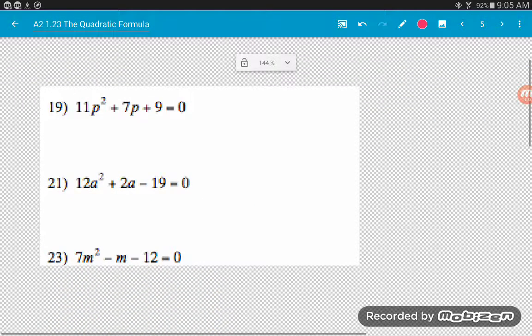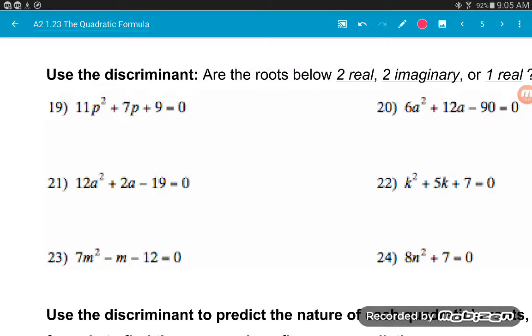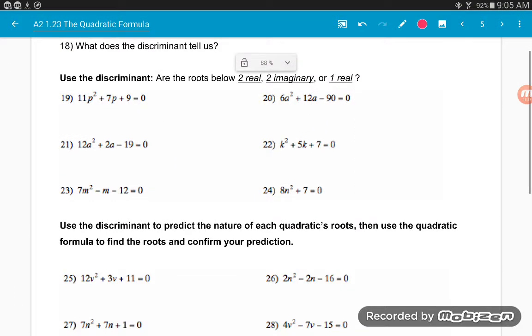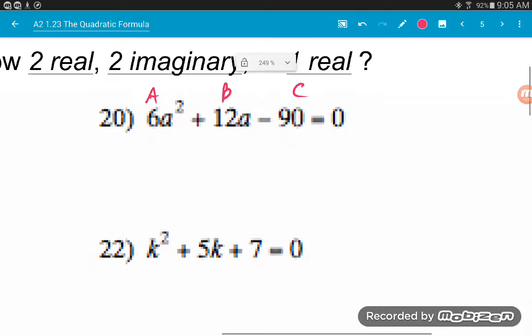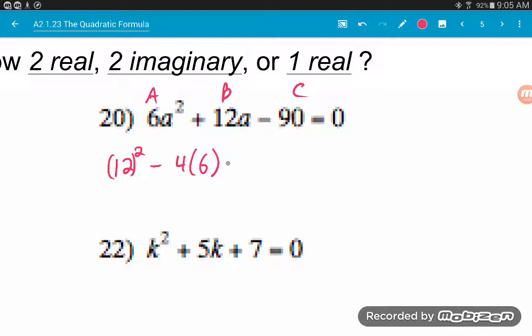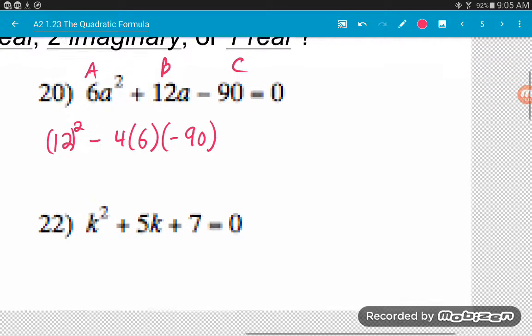Okay, I'm just going to go over them quick. You guys didn't have to. For here, b squared minus 4ac, this is a, b, c. I'll just do a couple of them so that anybody who did the practice knows they did them right. So b squared is 12 squared minus 4 times a, which is 6, times c, which is negative 90. It's important you get your signs right.